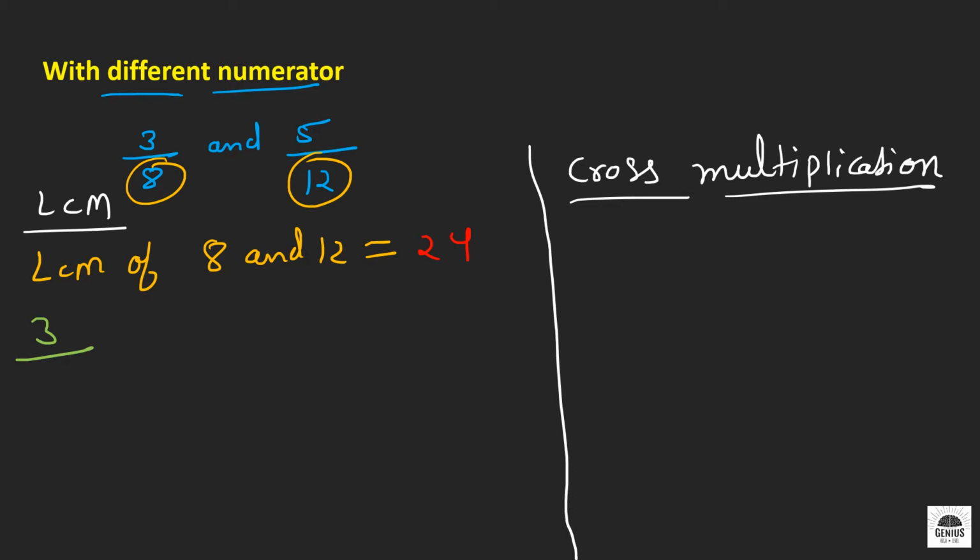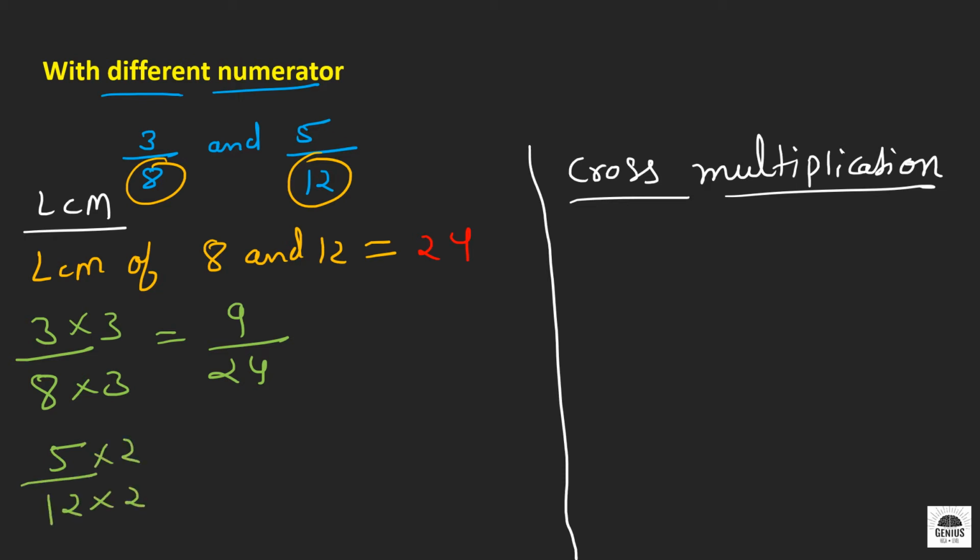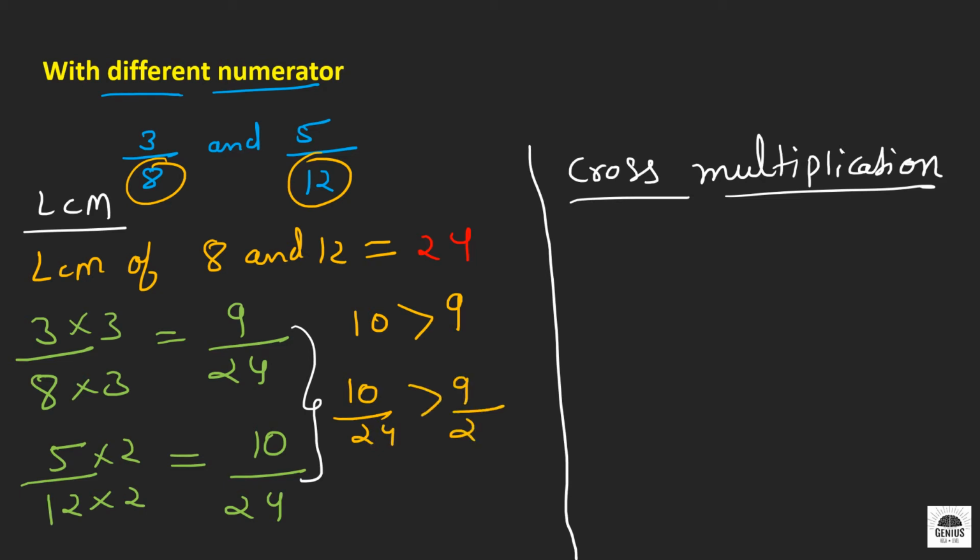We will multiply the numerator and denominator of 3 by 8 by 3, and the numerator and denominator of 5 by 12 by 2, to get the denominator 24. So we get 9 by 24 and 10 by 24. Now these two fractions are like fractions, so we can compare them as like fractions. Greater the numerator, greater the fraction. So 10 is greater than 9, so 10 by 24 is greater than 9 by 24. It means 5 by 12 is greater than 3 by 8.